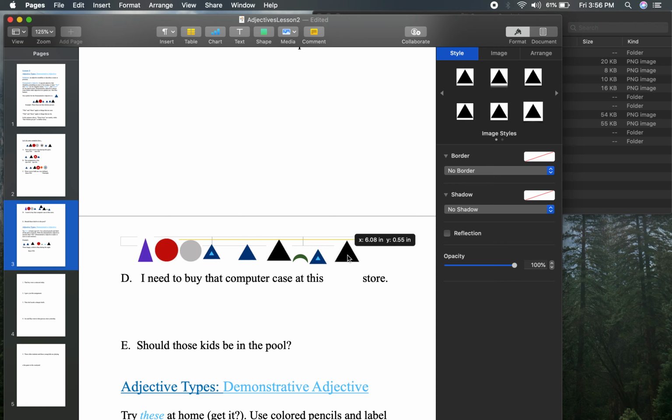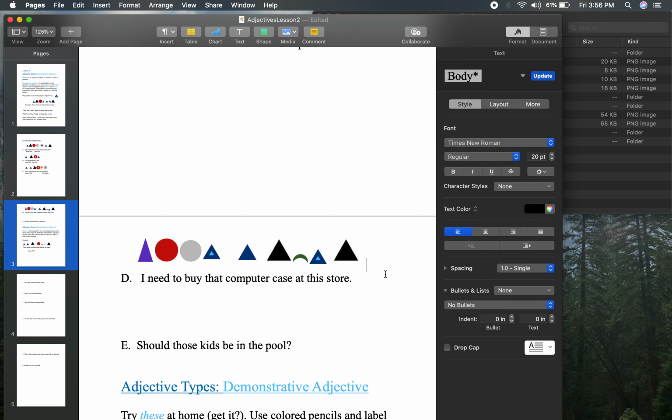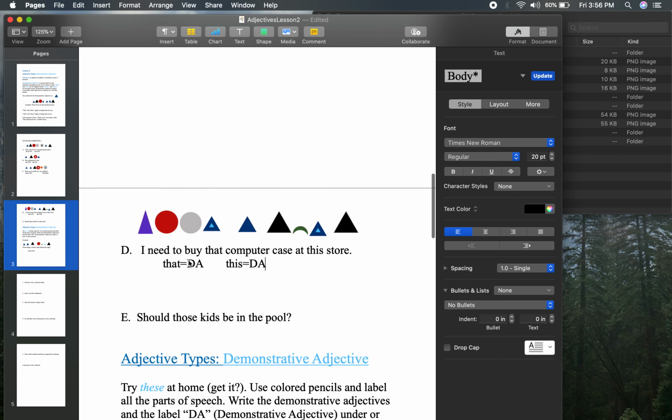So we have, I need to buy that computer case at this store. And in this case, that demonstrative adjective, this, the demonstrative adjective, kids, to be honest, is one of the simpler ones because literally it's only four words. But you need to know it because there are other adjectives, and you need to know that the demonstrative is always the one that comes first if you have a list of adjectives. I'm not going to say blue this button. I'm going to say this blue button.